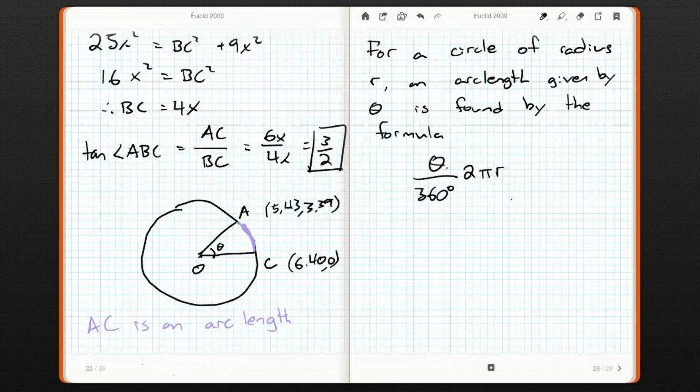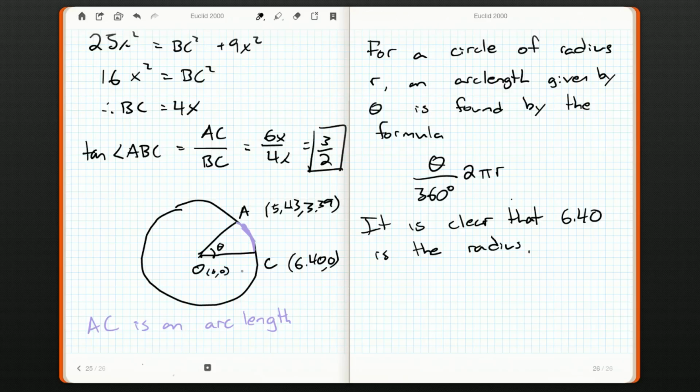Okay? Well, I would say it's clear that 6.40 is the radius. Okay? I wouldn't say that that's particularly difficult to see. C only has coordinates on the x-axis, and our origin was at 0, 0. So it's not that hard to see 6.4. That's going to be the radius. So we've got the radius. Pi is a constant, 2 is a constant, 360 degrees is a constant. So all we need to do is find theta.